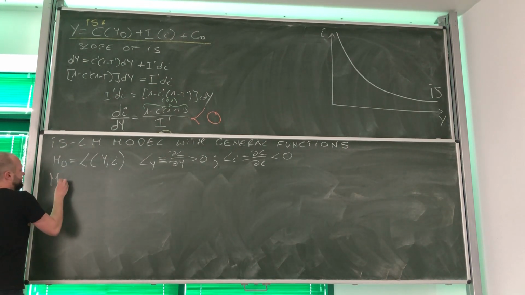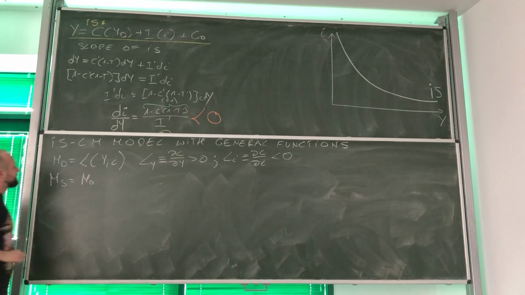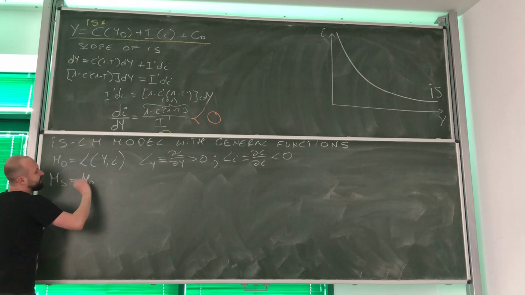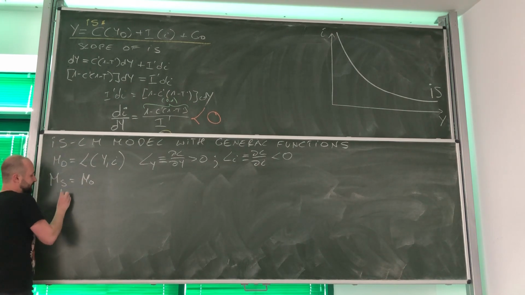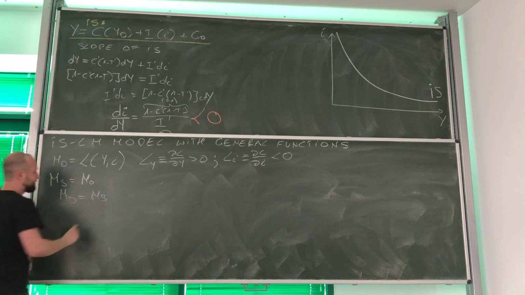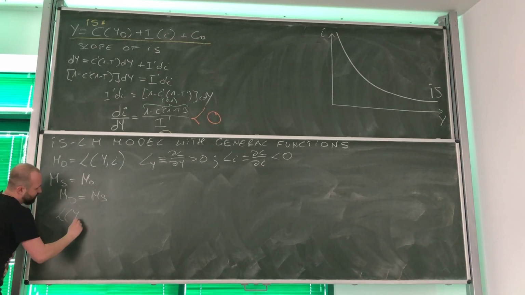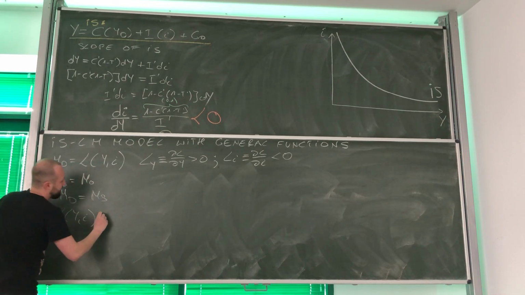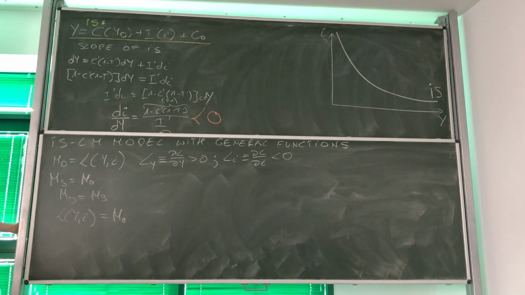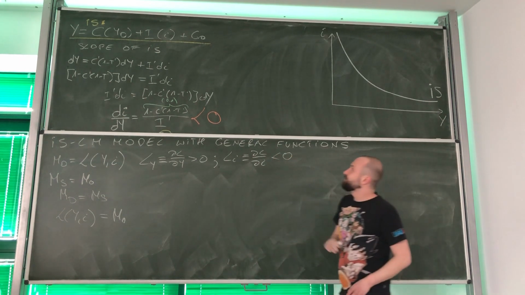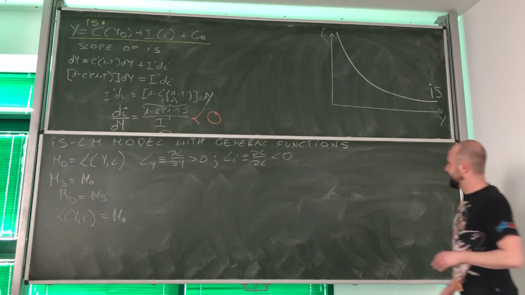Now, money supply is still M0, which is given exogenously, and the equilibrium condition is money demand equals money supply, or in this case, L(Y, i) equals M0. And again, just like in the case of IS, we would like to find the slope of LM.